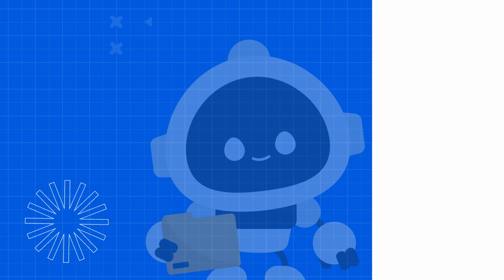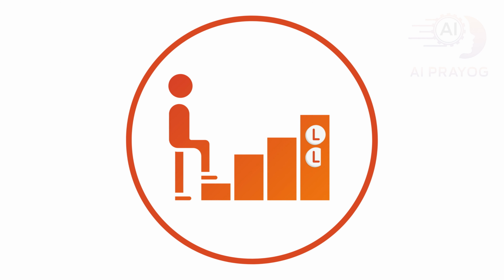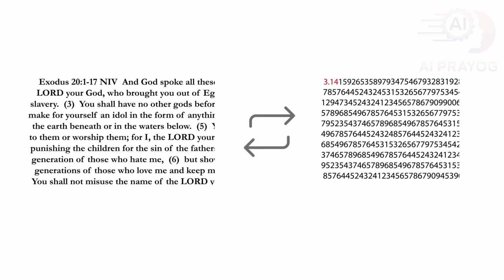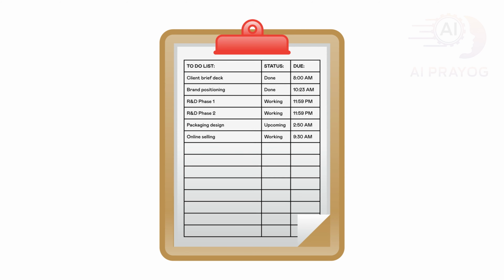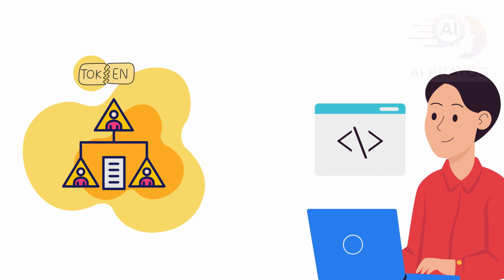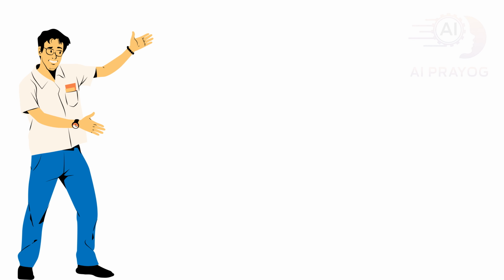Demystifying LLM Tokenization. What is tokenization? Tokenization is the process of breaking down a continuous piece of text into smaller units called tokens. It's the first step in the LLM pipeline, converting human-readable text into a numerical format that the model can understand. The problem: LLMs can't directly process raw text. They need a numerical representation. Each token is assigned a unique integer ID from the model's vocabulary.